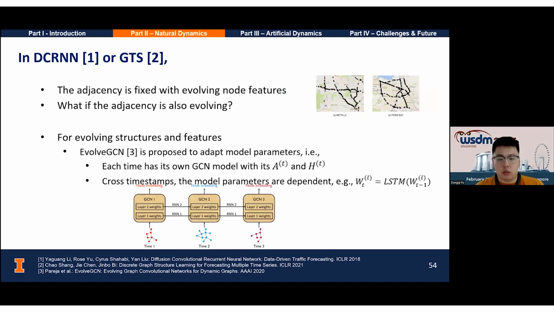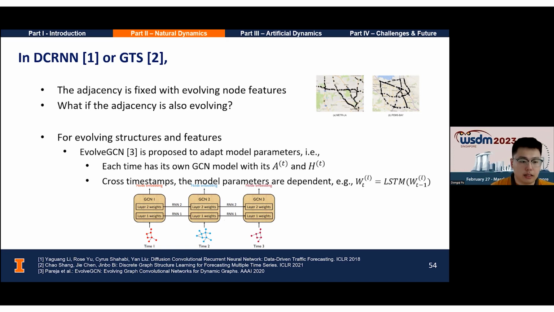After introducing the works DCRN and GTS, we know that in their works, the adjacency is fixed with the evolving node features. But a natural or spontaneous question is to ask, what if the adjacency is also evolving together with the node features, which means at each time t, we may have a different adjacency matrix and different node features. So to answer this question, a recent work called EvolveGCN is proposed for the evolving structures and features.